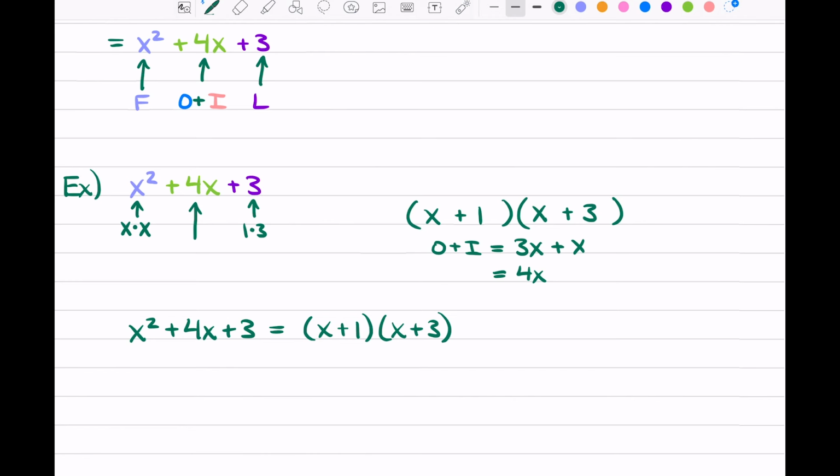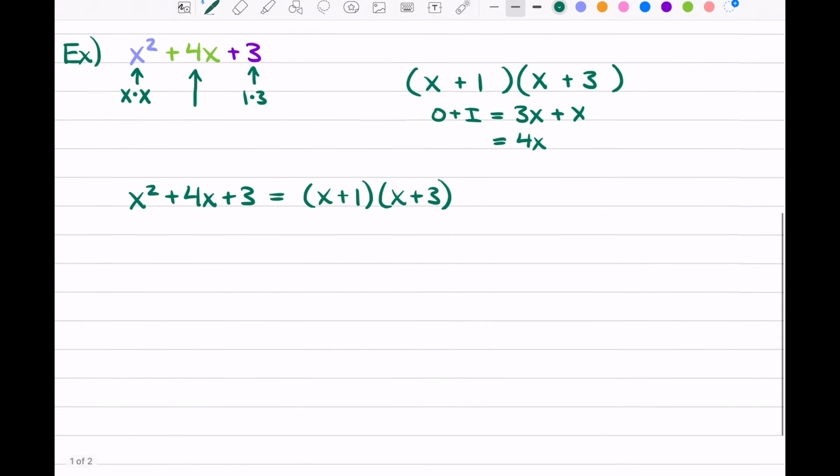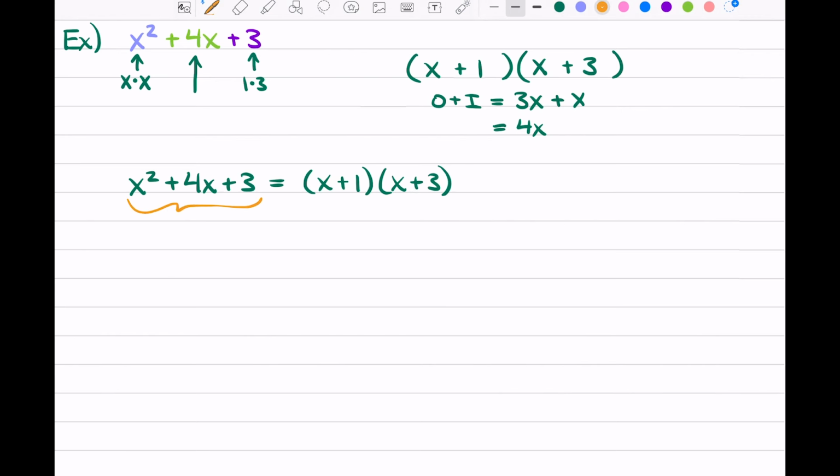Don't worry if this seems a little confusing, it takes some practice. It's a bit of a puzzle, almost, to work through these problems. And let's look at a little vocab before we move on. If you see an expression like this that starts with an x squared, that is called a quadratic expression. And the quad part of the word means square. So if you see an expression that starts with an x squared, that's a quadratic expression.